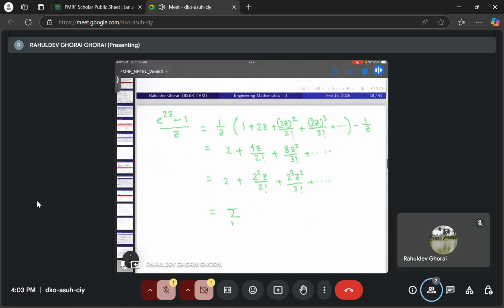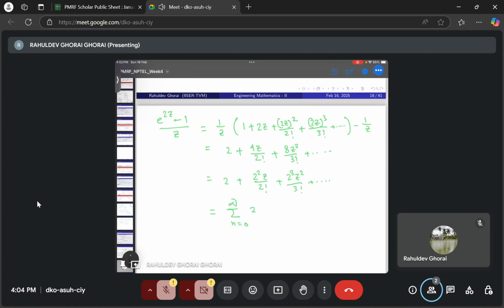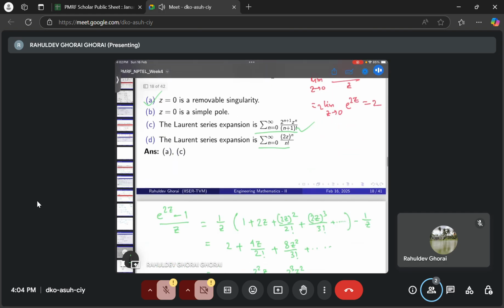That is nothing but the summation over n equal to 0 to infinity of 2 to the power n plus 1 over (n plus 1) factorial times z to the power n. Which option is this? This should be the correct one, so C is also correct.